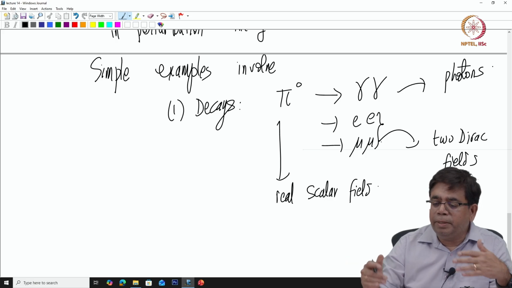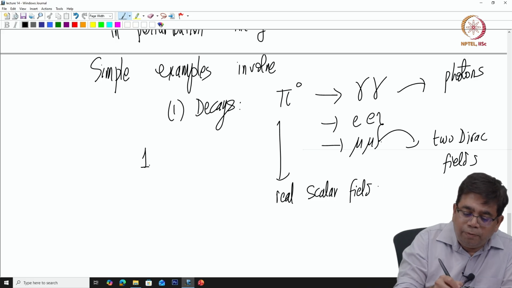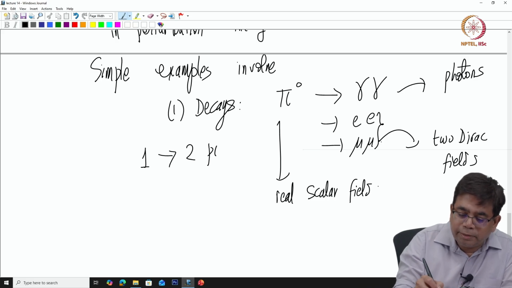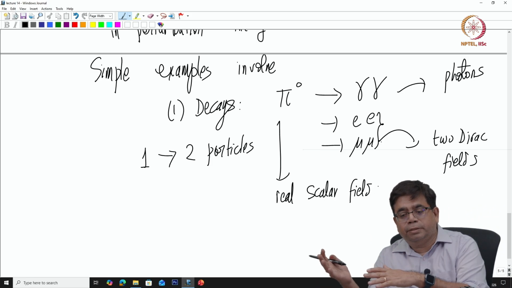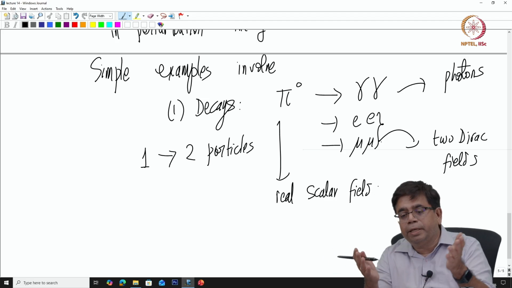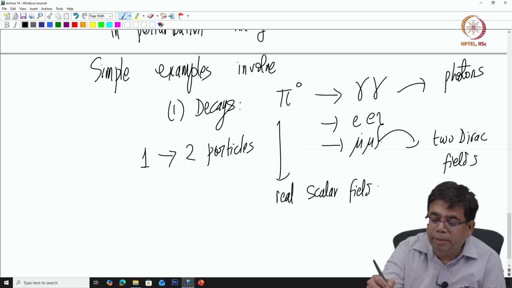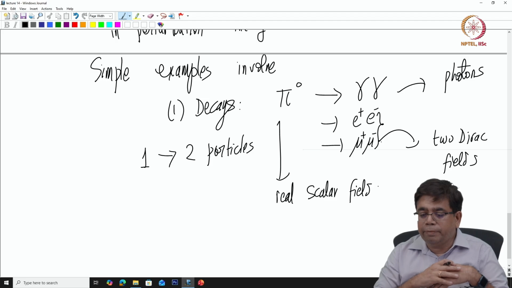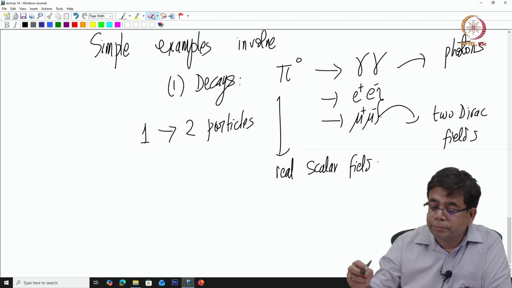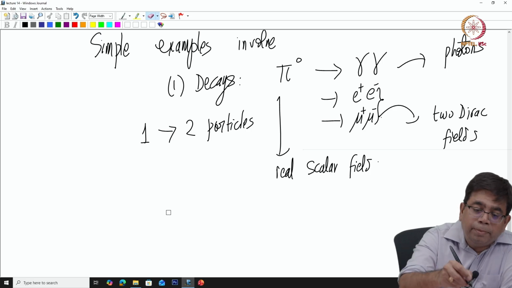So, these are simple decays which we can deal with easily. These are 1 particle decaying to 2 particles essentially. These are the simplest examples we can think of. It could be a pion decaying into 2 photons, 2 electrons, 2 muons, and so on. To be more accurate, we should put mu plus mu minus and everything essentially. Now, then you can have some other simple processes which undergo scattering.